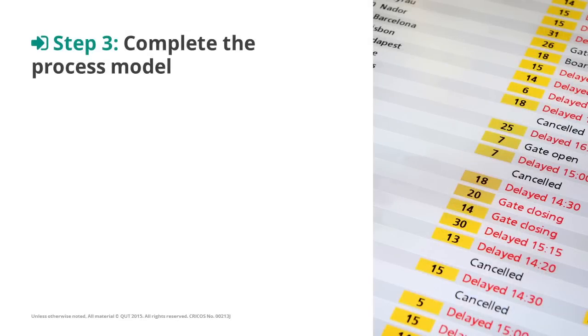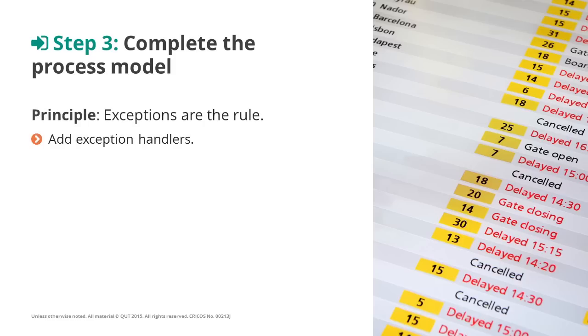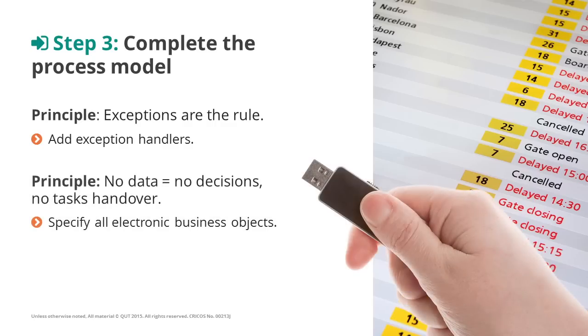Step 3 entails the completion of the process model. So here we need to do two things. We need to add exception handlers on the basis of the principle that exceptions are the rule, and we need to specify all electronic data objects that will allow the BPMS to automatically hand over work from one task, so from one resource, onto the other.